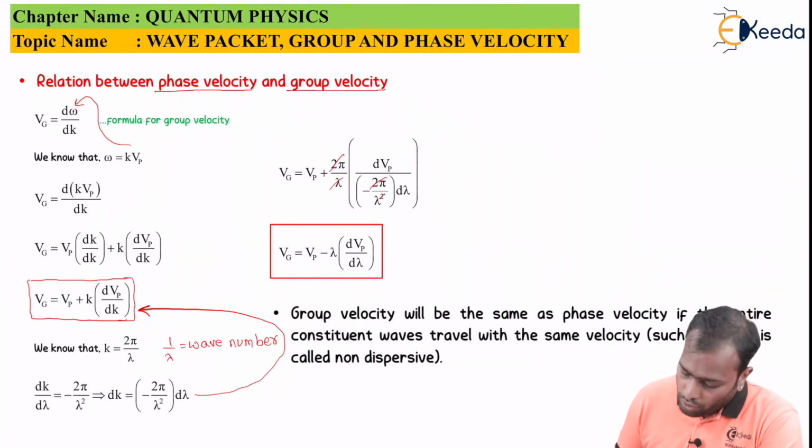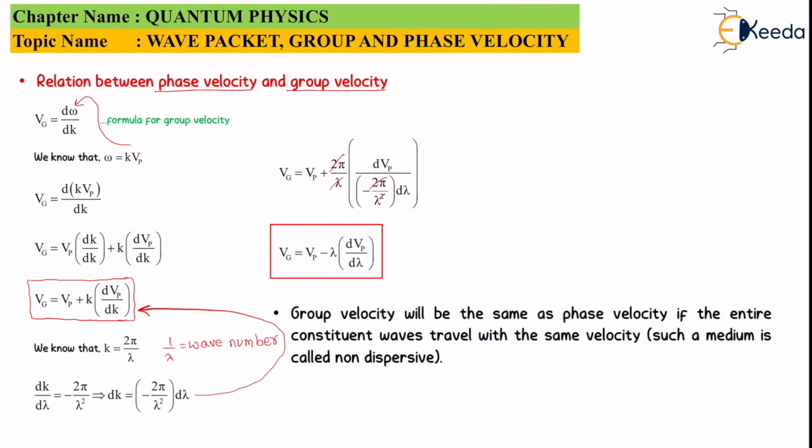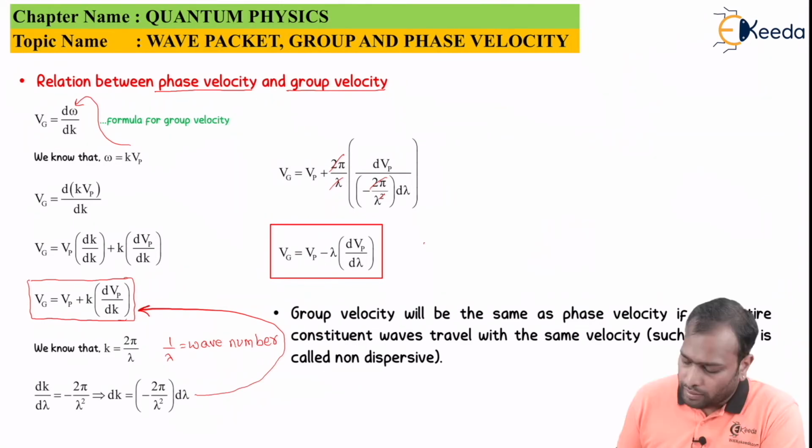Now, group velocity will be same as phase velocity. Now, a question could arise, when could your group velocity be equal to phase velocity? Looking at the equation, you can clearly say that my group velocity will be equal to phase velocity provided my lambda is 0. Well, can lambda be equal to 0? Well, no. This can never be the case, because if your lambda is 0, it means your wave is not existing. So, this could not be the case. So, what could be the case?